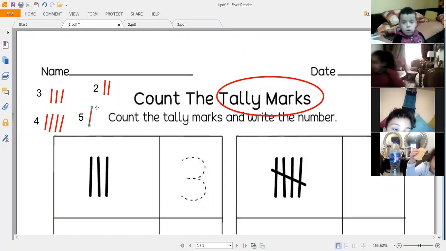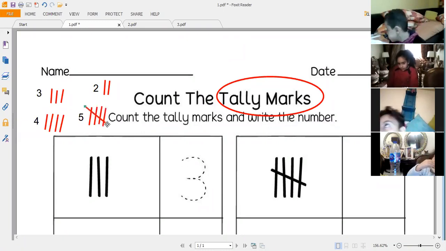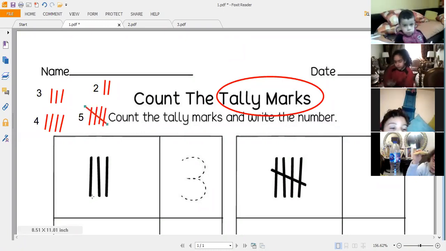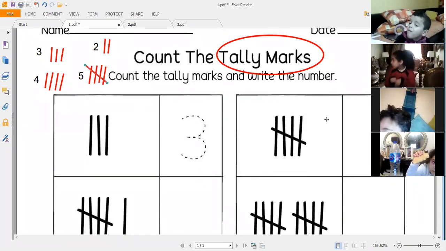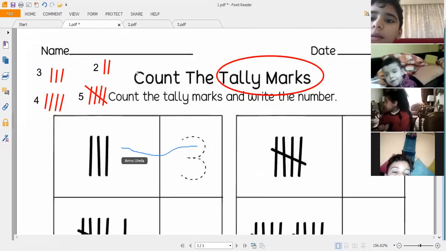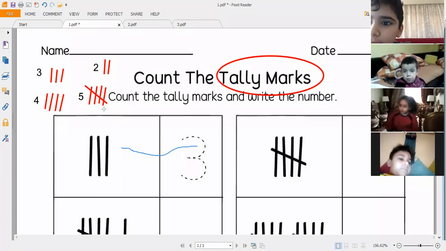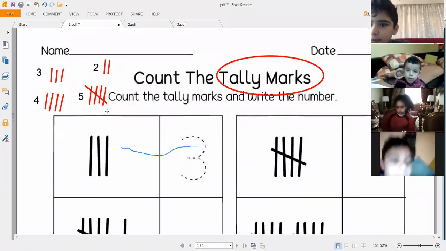1, 2, 3, 4, and the 5th line, I will draw it like this. So if you see this shape, that means I have 5 tally marks. This shape means 5. So you don't have to count the lines. If you see this shape, that means you have 5 directly.